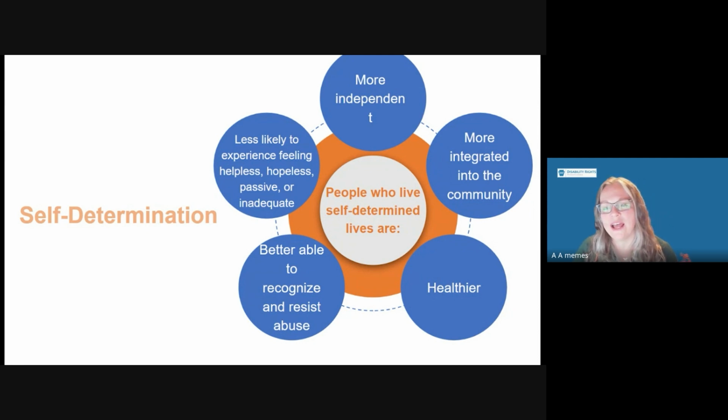This is really based on a lot of research and study that's been done on the issue of self-determination, and that people who live self-determined lives have the following positive outcomes. They're healthier, more integrated, independent, they have less feelings of hopelessness and inadequacy, and they're better able to recognize and resist abuse, which I think is such an important thing to note. Decision making is a skill that's more than just about making decisions. It really does help people to be robust members of the community. You can go on to the next slide.